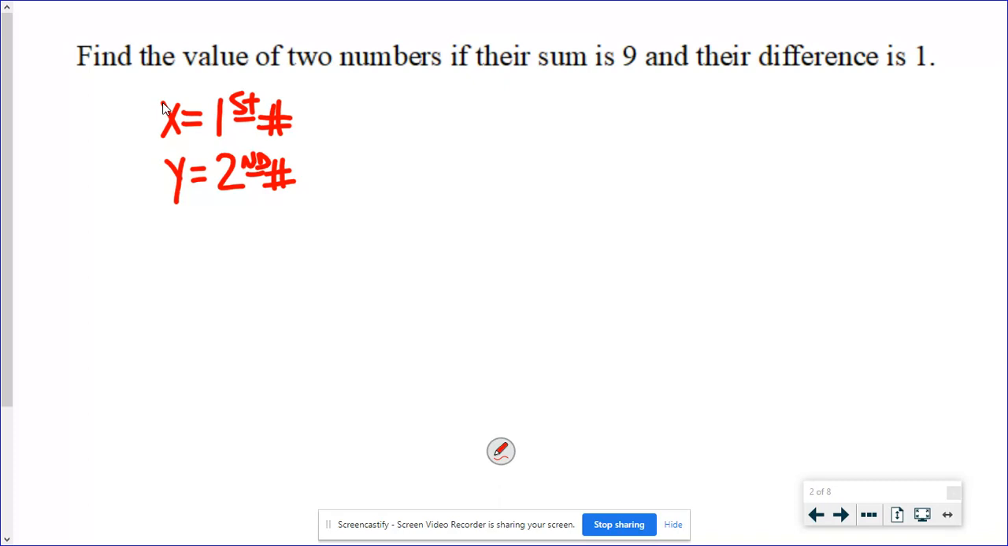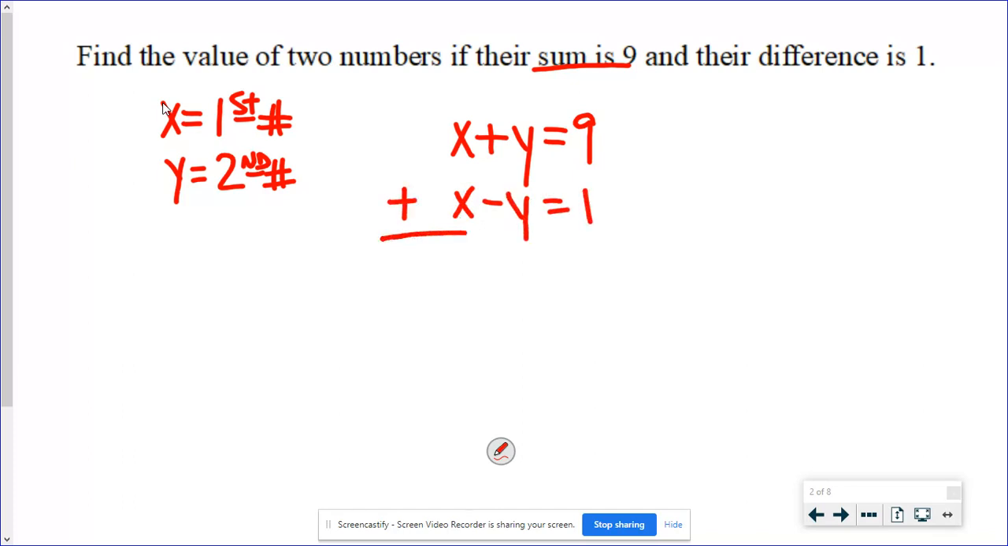Now, it says the sum of those two numbers is 9. That means that x plus y, sum means addition, is 9. Their difference means subtract. The difference of x and y is 1. That just means x minus y equals 1.